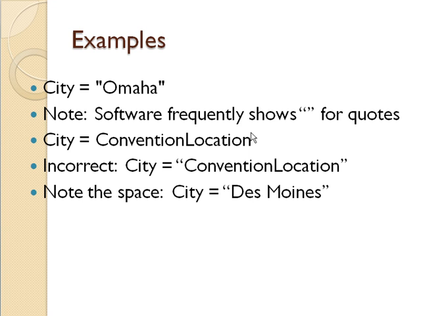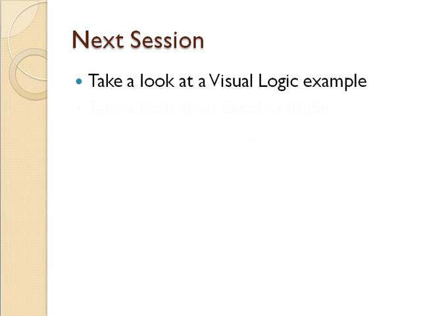Back to comparing a variable to a constant. Notice how we have Des Moines. A space is just another character. So since it's enclosed inside double quotes, we can have a space in the contents of the literal. In the next session, we will take a look at a visual logic example that incorporates the idea of selection structures. Come back.